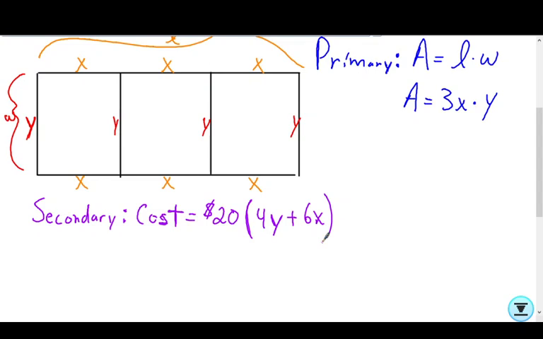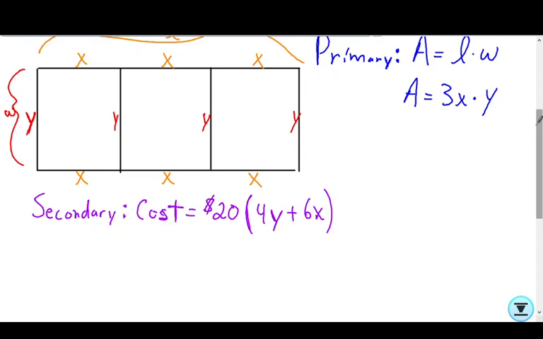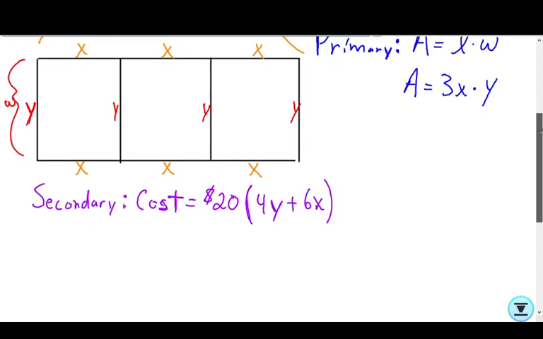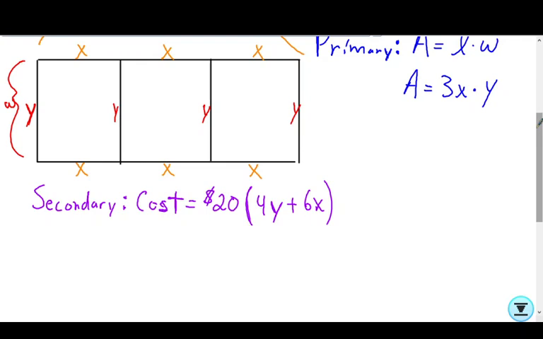Now, to optimize my area, I have to take the derivative, which means I need it all in terms of one variable. So I'm going to use my secondary equation, get it in terms of one variable, and plug it into my primary to put my constraint into my optimization. I know that I can only use this much money, that's my total cost, and here I get 80y plus 120x by simplifying.